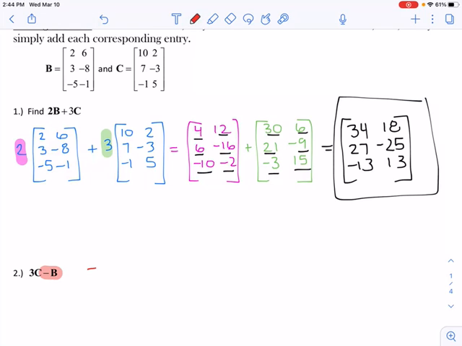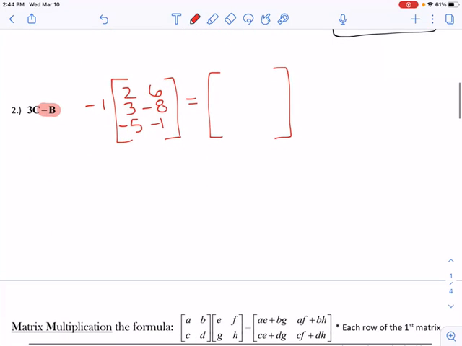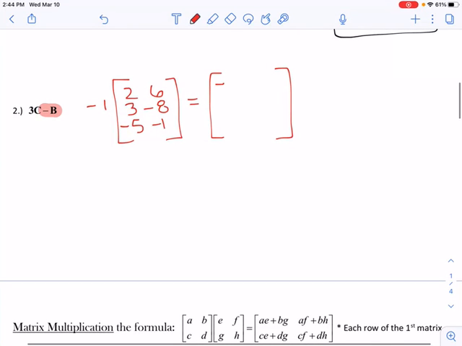So if I want to find -1 times my matrix B, let's go ahead and distribute that -1. In the top row, I'm going to have a -2 and a -6. In the middle row, -3 and +8. In the bottom row, +5 and +1.